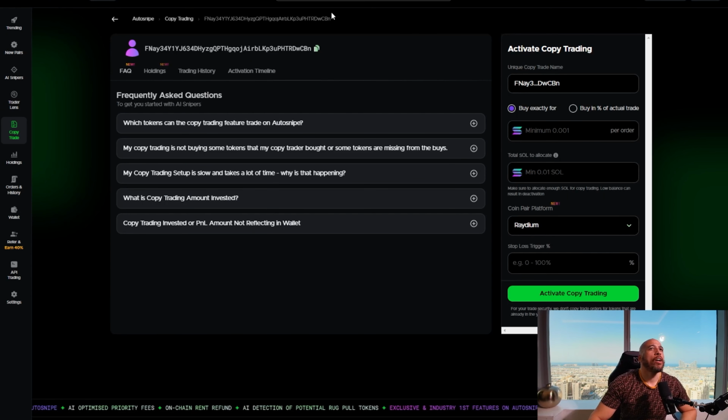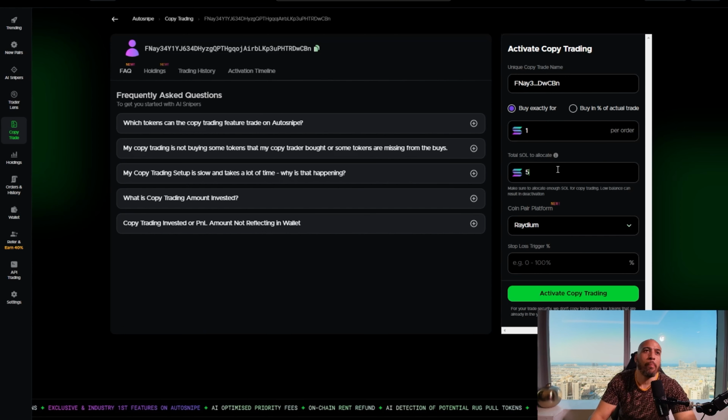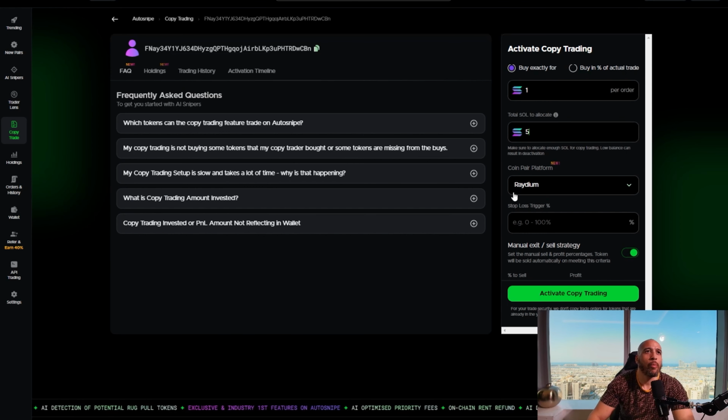We put the wallet address in here. This is how we set up the copy trading. We can either buy an exact amount or buy a percentage of the trade. I like to buy an exact amount. So I'm going to buy 1 Solana every time he trades. I'm going to allocate 5 Solana, and on each buy I'm going to buy 1 Solana per trade. Remember, I have a big budget. I would advise you to do a lot less, but this is my budget.